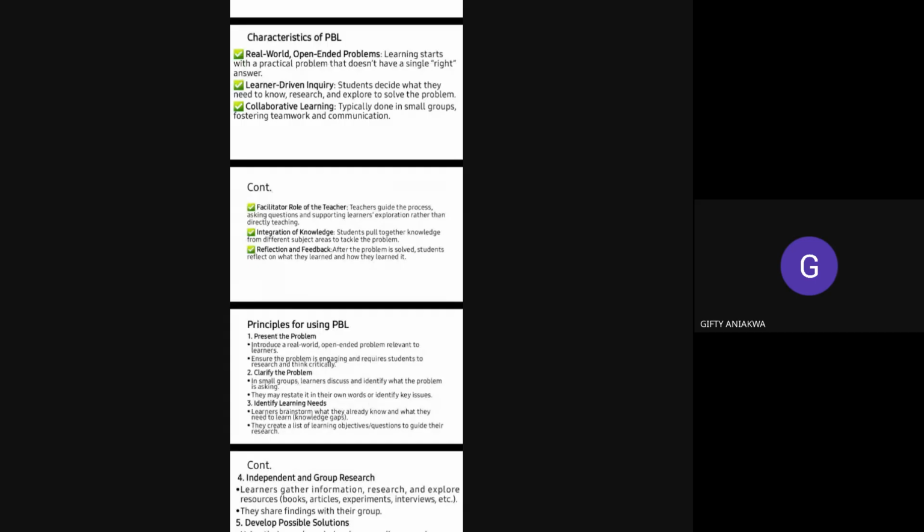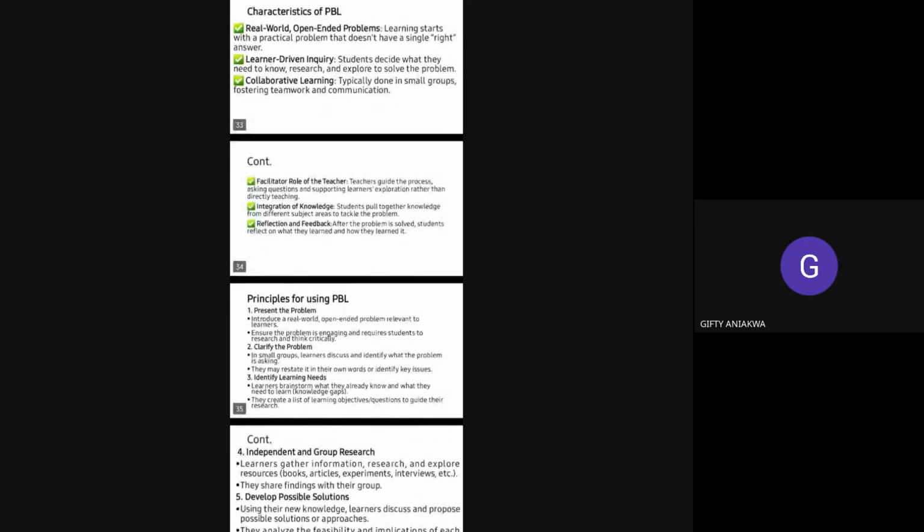And then three, identify the learning need. Learners brainstorm what they already know and what they need to know. That's the knowledge gap. So probably the problem would be something that they can relate to, a problem that they know about. It's not that they really experienced it, but it's a problem that is kind of around them.